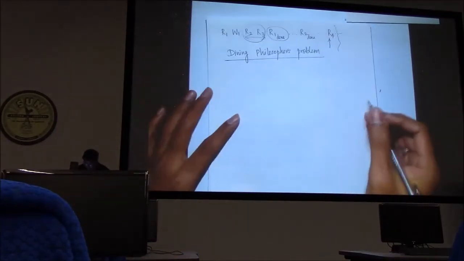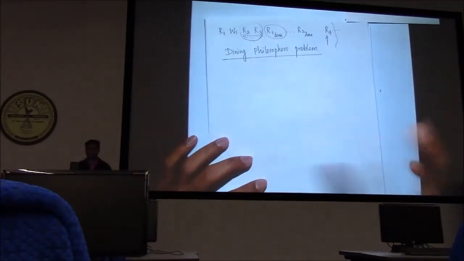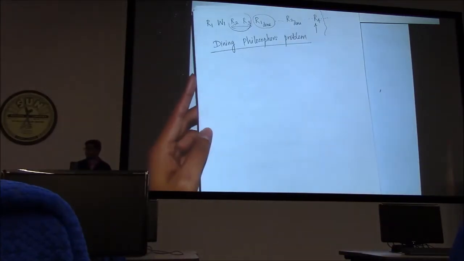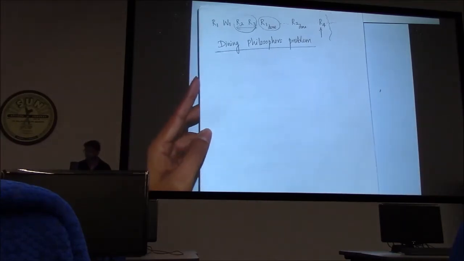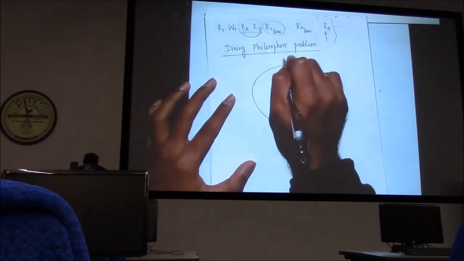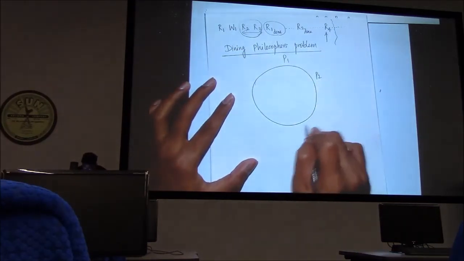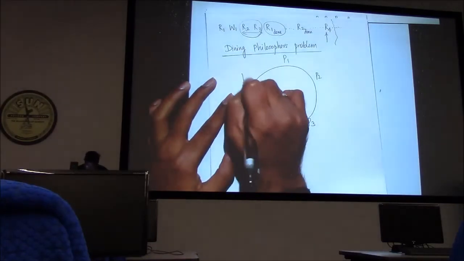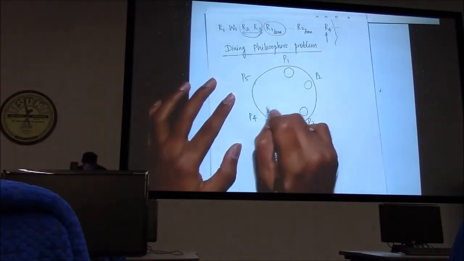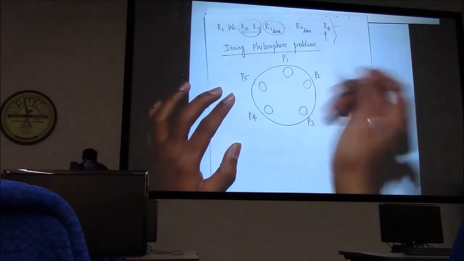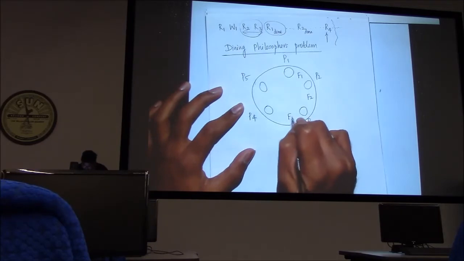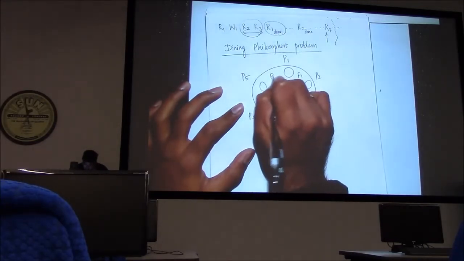The problem that Dijkstra posed was a class assignment that he gave the students. He also worked at the University of Texas at Austin, so I'm not sure where he gave this. But the idea is there are 5 philosophers, P1, P2, P3, P4, and P5, and each philosopher has a plate before them, and there are 5 forks, F1, F2, F3, F4, and F5.